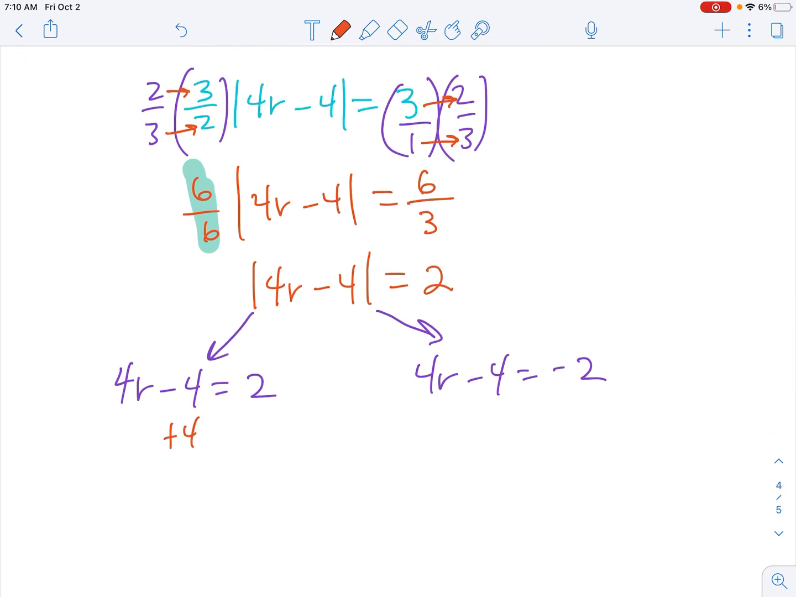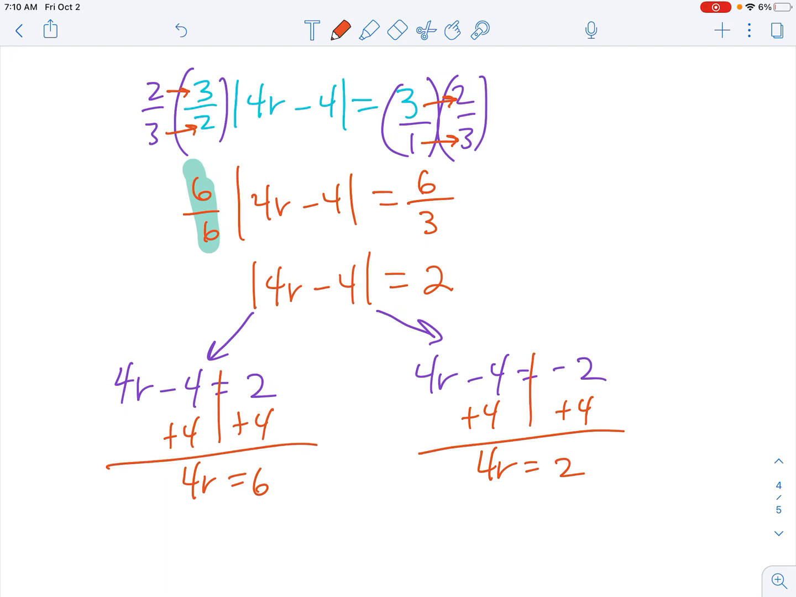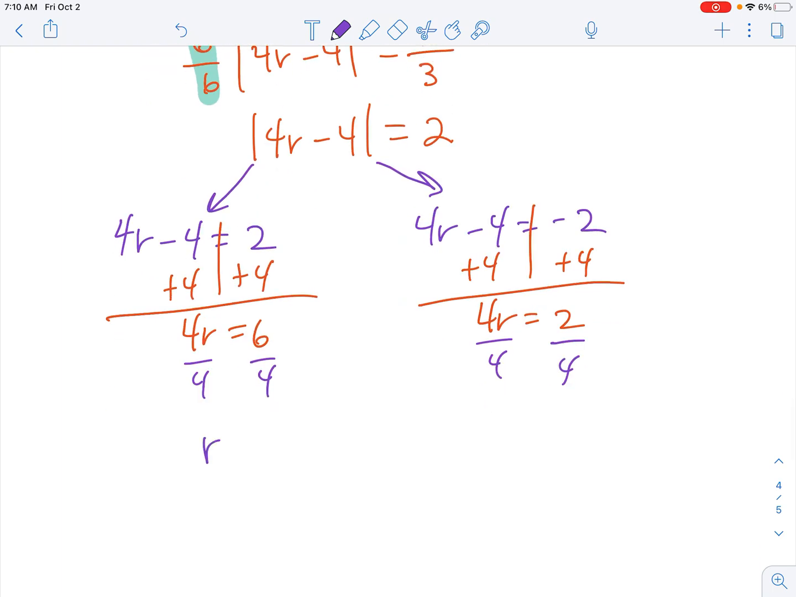So then we just have two equations we have to solve. Plus 4, plus 4. 4r equals 6. 4r equals 2. Divide both sides of both equations by 4. r equals 6 over 4, which is not going to make a whole number, an integer. So I can divide top and bottom by 2 to simplify the fraction, and I get r equals 3/2. I can do the same thing here and get r equals 1/2.